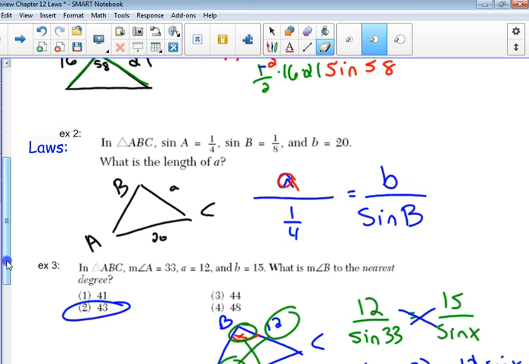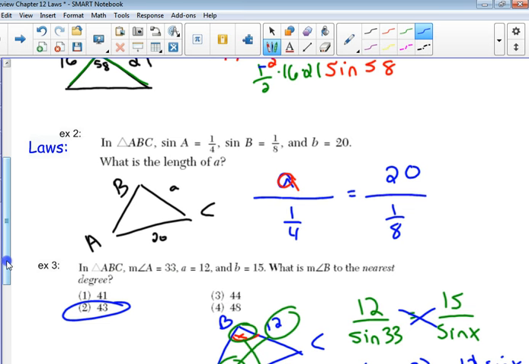They give us B? Yeah, it's 20. And so now this is 20. And sine B, we're going to get rid of that whole thing, and it's just 1/8. Okay. Now, do you guys have any signs left at all? No. Okay, so this is just going to be straight cross multiplication. They already did the sine work for you guys.